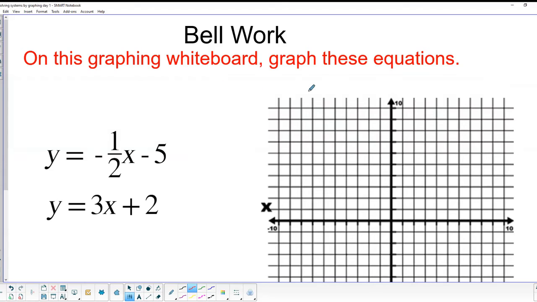of equations and solving it. And what about what that means? So let's start out with just a couple of practice graphing problems.